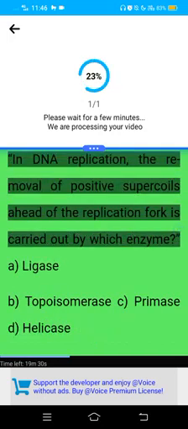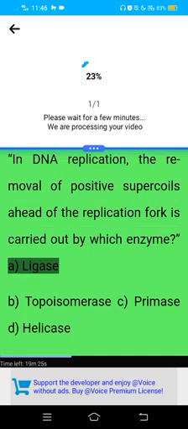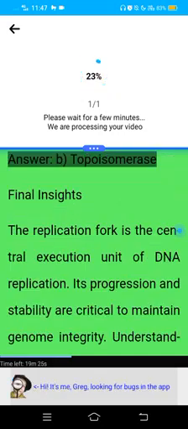CSIR NET December 2018. In DNA replication, the removal of positive supercoils ahead of the replication fork is carried out by which enzyme? A. Ligase. B. Topoisomerase. C. Primase. D. Helicase. Answer: B. Topoisomerase.